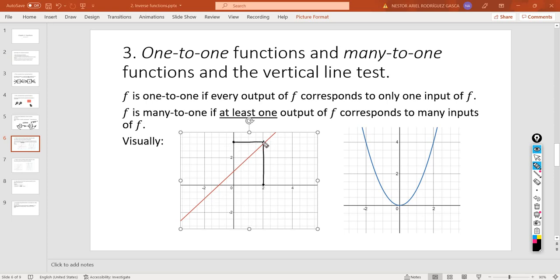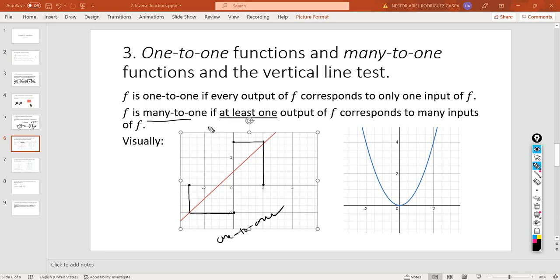You see, for this output, only one input corresponds. For this output, I'm sorry, for this output, only this input corresponds. Output, just one input, and the same for all the rest. So this is a one-to-one function. And this other type of function, something whose graph looks like this, is what we know as a many-to-one function.